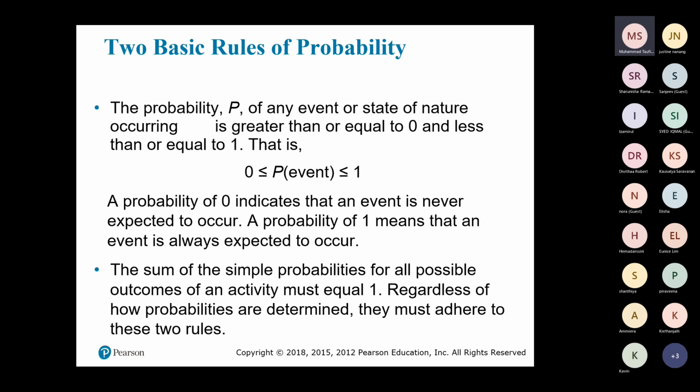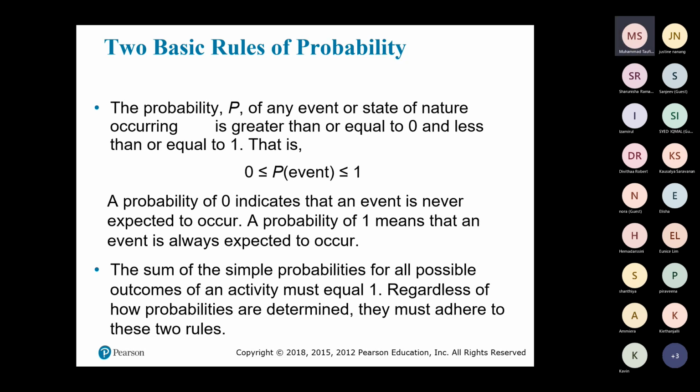Capital P. The probability P of any event or state of nature occurring is greater than or equal to 0 and less than or equal to 1. When we're talking about chances, it must be greater than or equal to 0. So the first rule in probability is that the value of probability will be between 0 and 1.